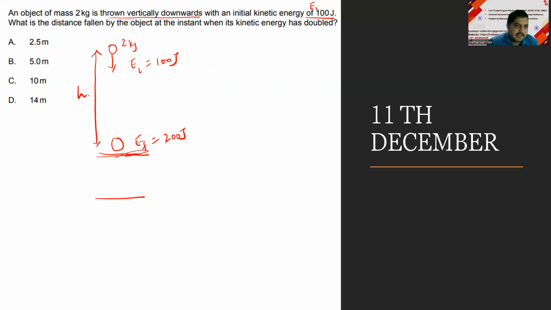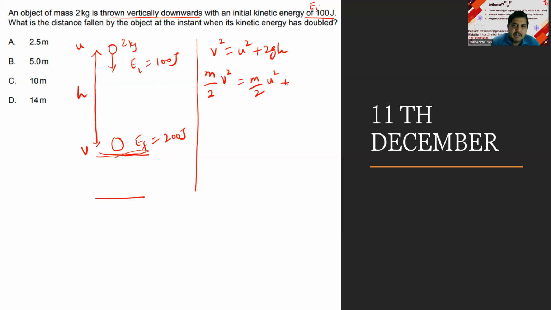Suppose this is nothing but a free fall problem. If the velocity is V here, and the velocity is U here, how do you solve it? You definitely have an answer. V square is equal to U square plus 2gh, is what I know. Now I'll multiply this by m by 2 on both sides: m by 2 into v square is equal to m by 2 into u square plus m by 2 into 2gh.